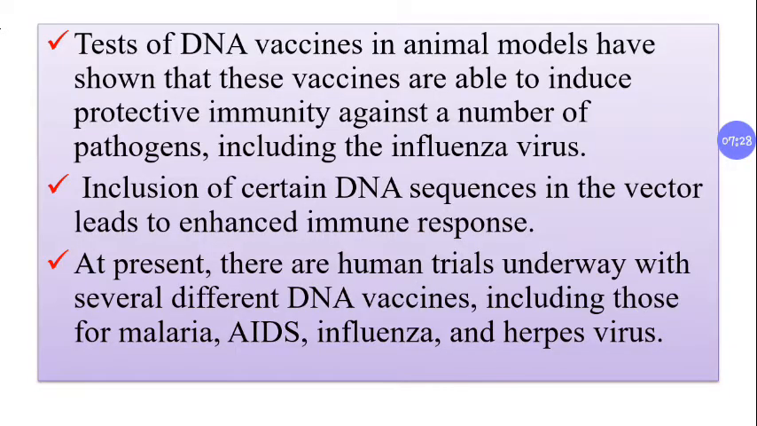Tests of DNA vaccines in animal models show that these vaccines are able to induce protective immunity against a number of pathogens, including the influenza virus. Inclusion of certain DNA sequences in the vector may lead to an enhanced immune response. At present, there are human trials underway with several different DNA vaccines, including those for malaria, AIDS, influenza, and herpes virus.